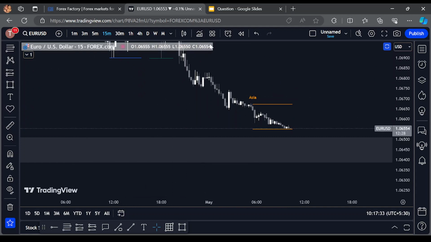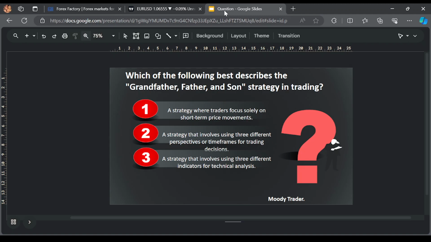Now let's move to the questions segment, and this is what we have today. The question is, which of the following best describes the grandfather, father, and son strategy in trading? So the options are: A, a strategy where traders focus solely on short term price movements. Second, a strategy that involves using three different perspectives of time frames for trading decisions. Third, a strategy that involves using three different indicators for technical analysis.